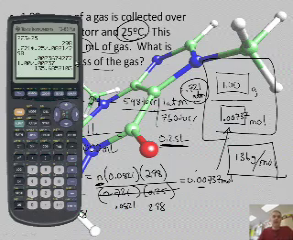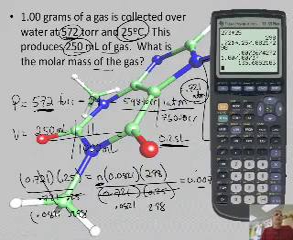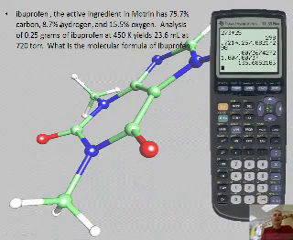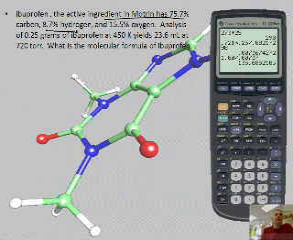Okay, I think we're going to do one more example here. Let's move that over there. And hey, we got one more. Ibuprofen, the active ingredient in Motrin, has this many carbon, hydrogen, and oxygen. Analysis of this yields. What is the molecular formula?